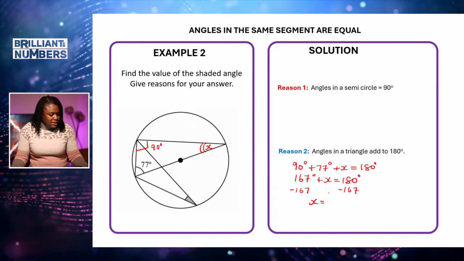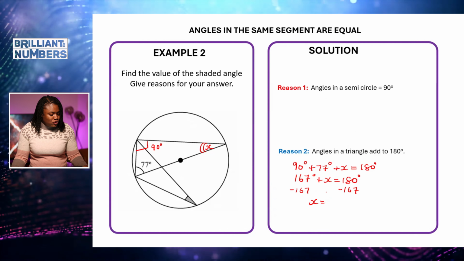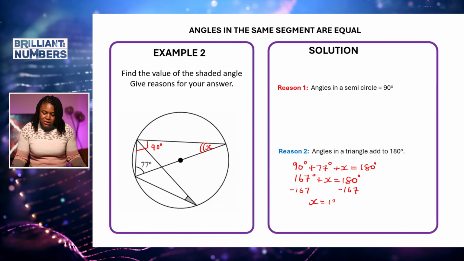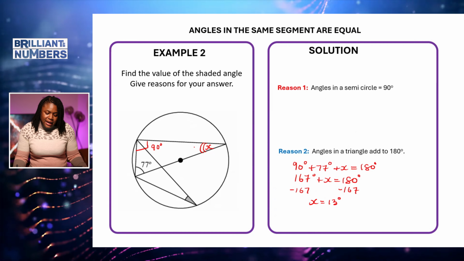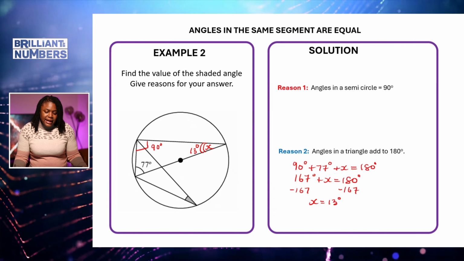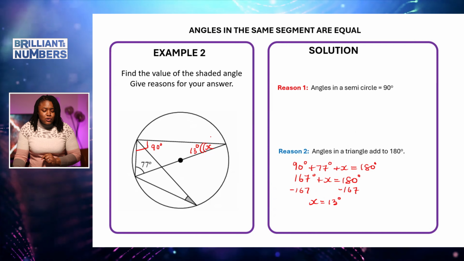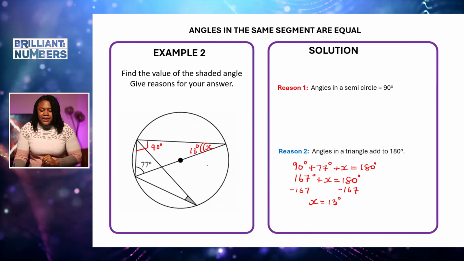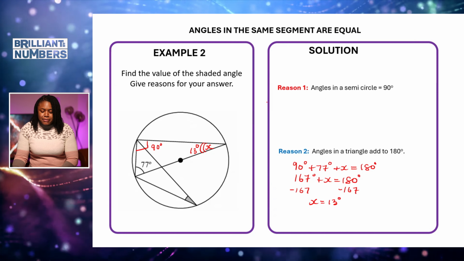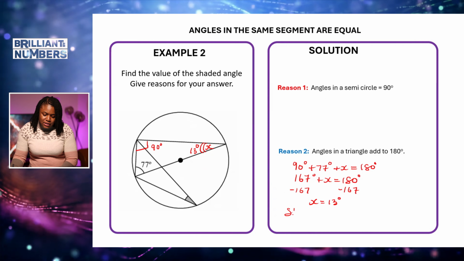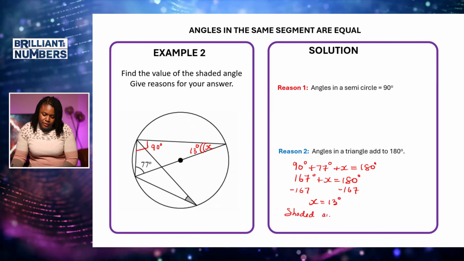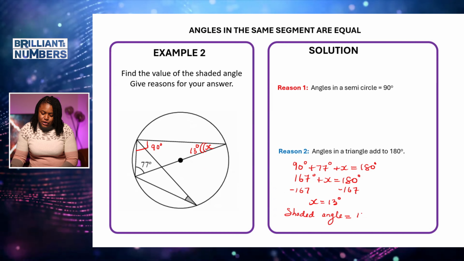So 180 take away 167 is 13 degrees. So I put that on my diagram, and I can see here, having found x makes me also find the one I was asked to find using angles in the same segment are equal. So then I write the shaded angle is equal to 13 degrees. Very clear logical steps there. So now we've practiced two questions on that theorem.